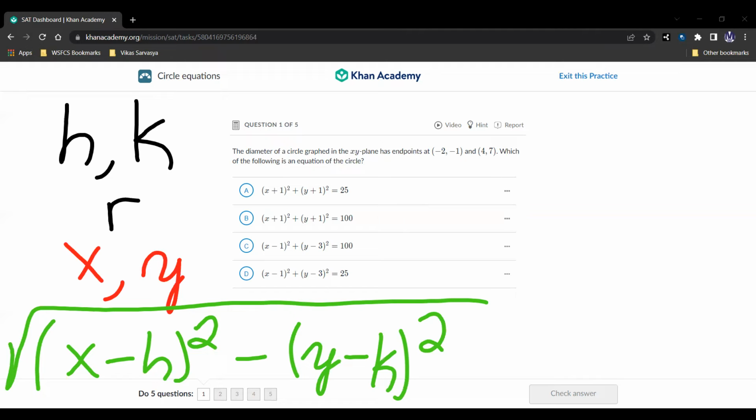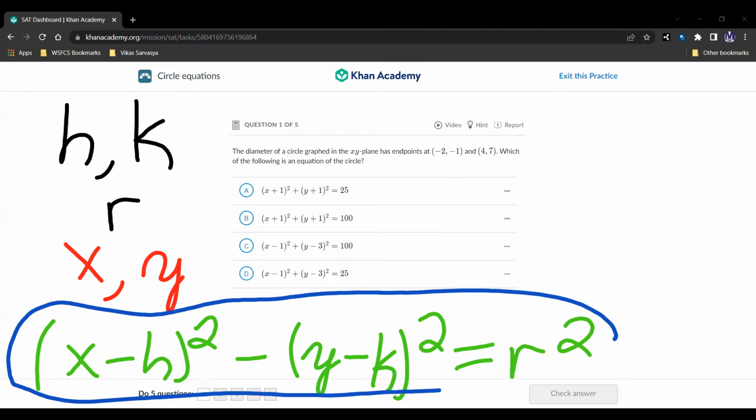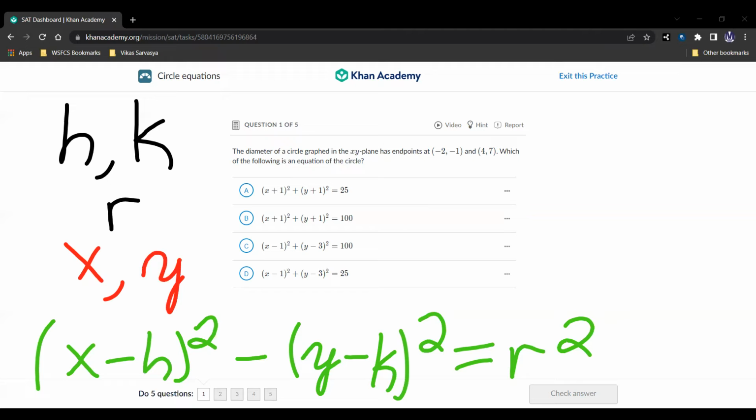Now we can square both sides, and we get (x minus h) squared plus (y minus k) squared equals r squared. And this is the equation of the circle. Right? It's not that complicated. It's really just the Pythagorean theorem, right? So all we have to do now is find the center, and we have to find the radius.